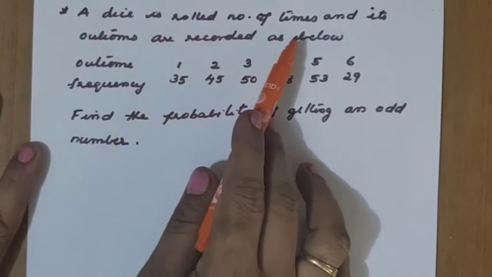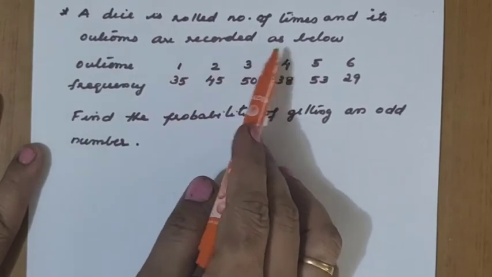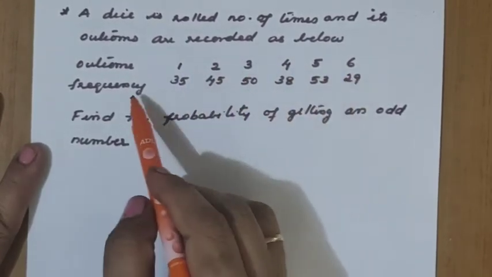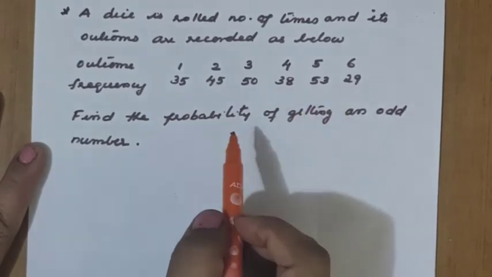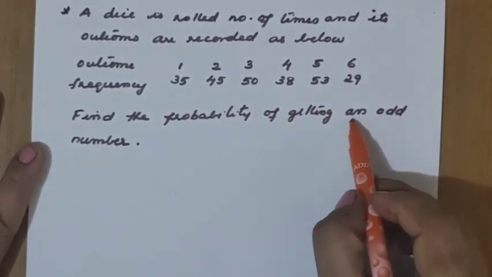A dice is rolled a number of times and its outcomes are recorded as below. Outcomes 1, 2, 3, 4, 5, 6. Frequency 35, 45, 50, 38, 53, 29. Find the probability of getting an odd number.